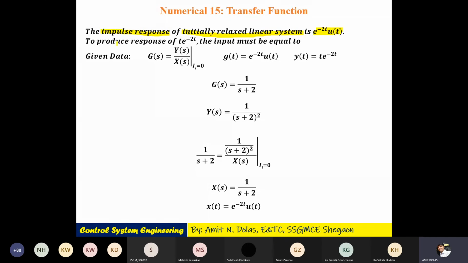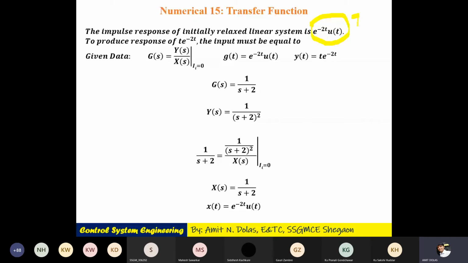ये हो गया impulse response. To produce a response of t into e raised to power minus 2t, the input must be... अभी क्या बोला है इसने? It is very straightforward. ये जो है e raised to power minus 2t into u(t), ये impulse response है.